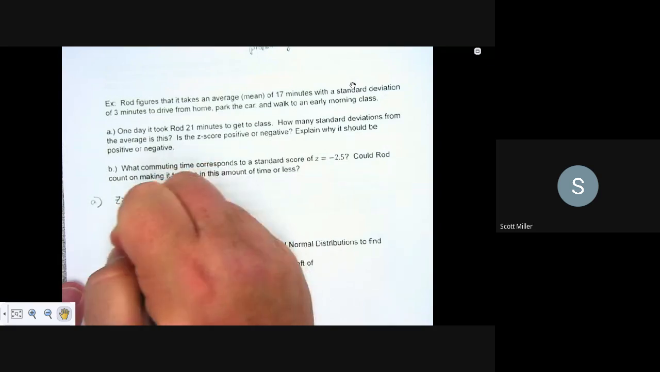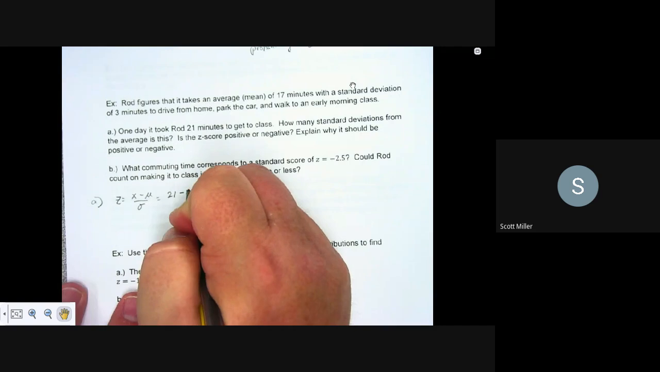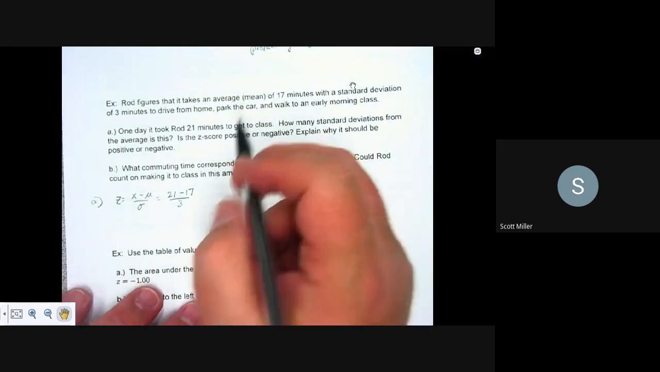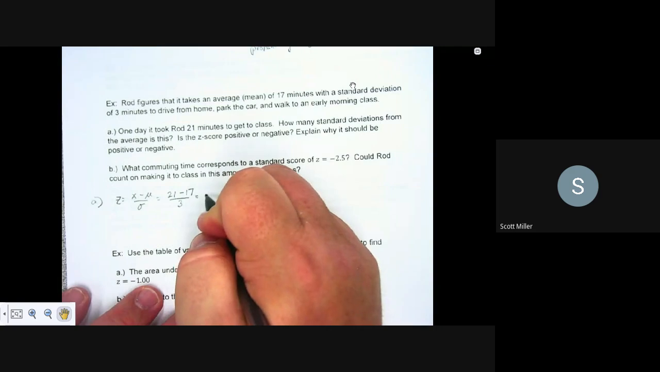Part A. If you want to know how many standard deviations 21 is from the average, we're going to use our z-score formula. Again, which is the number I'm going to use, minus the average, divided by the standard deviation. So this will be 21, the mean is 17, and the standard deviation is 3. We round this off to 2 decimal places, and this becomes approximately 1.33.